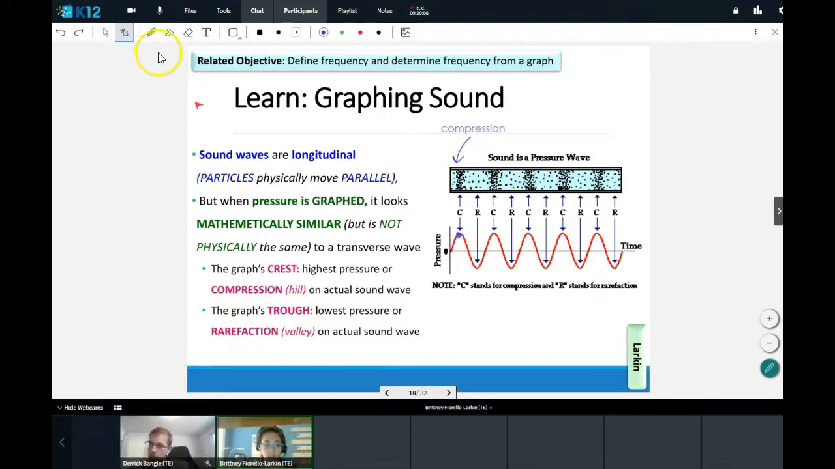So the trough, on the other hand, the lowest point on a graph, is going to correspond with the lowest pressure. And the lowest pressure areas physically of a sound wave are called rarefactions. So let me go ahead and write that in, rarefactions. So again, compression, rarefaction, that is the actual pressure on the real sound wave. Whereas when we talk about crest or trough, those are the points on the graph. Okay, so that's important to understand the difference between those.